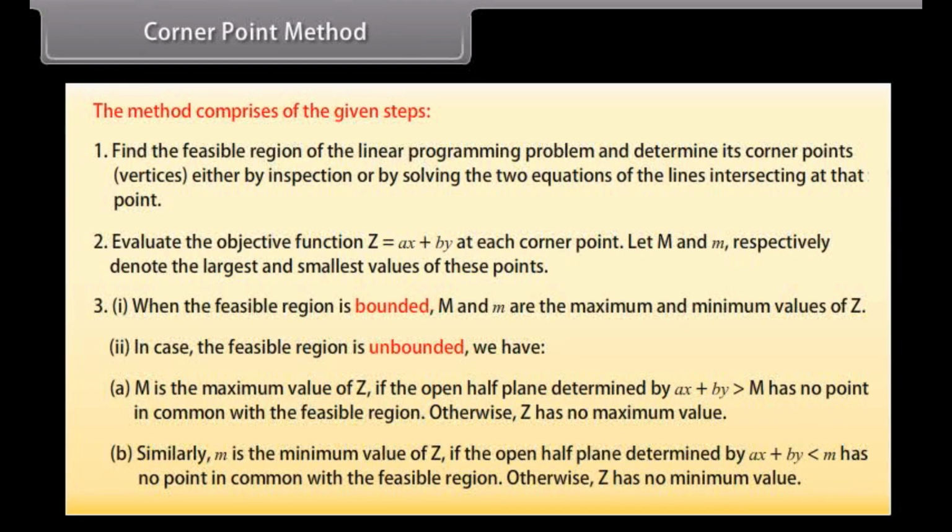b. Similarly, m is the minimum value of z if the open half plane determined by ax + by < m has no point in common with the feasible region. Otherwise, z has no minimum value.